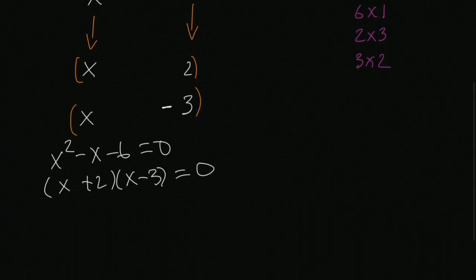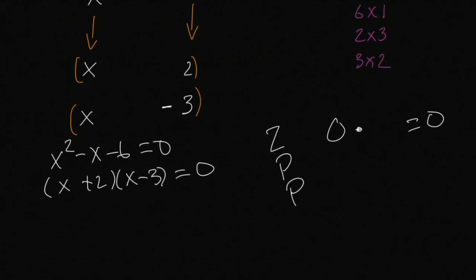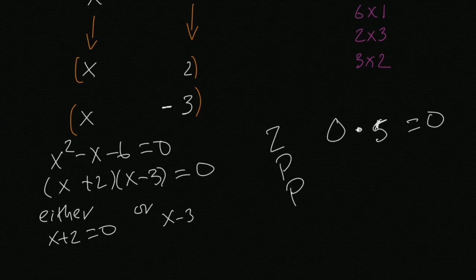And then I use the ZPP, the zero product property. The zero product property says that if I multiply two terms and the answer is 0, at least one of them must be 0. And so what that tells me is that either x plus 2 must equal 0 or x minus 3 equals 0. Once one of these is 0, the whole equation will be 0. And so therefore I can solve.